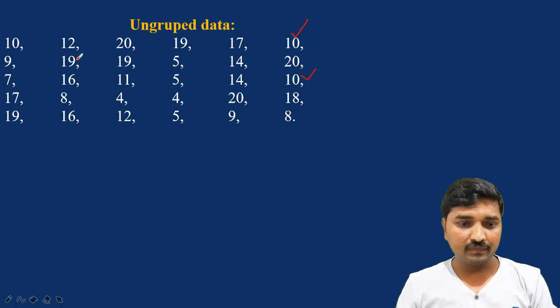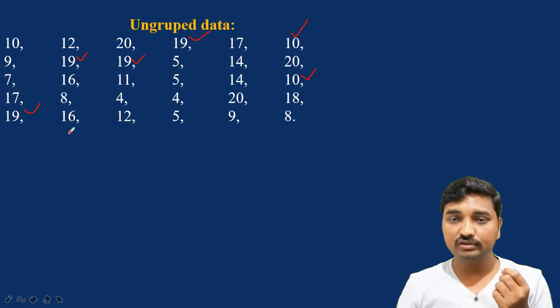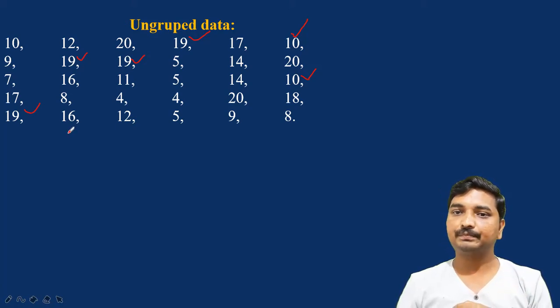Now look here, 19 is present. Here also 19 is present, in the first row also 19 is present, and in the second row only 2 19s are present. Now look here, in the third row there is no 19, and in the fourth row one more 19 is present. So we can understand that there are 4 students who secured 19 marks.